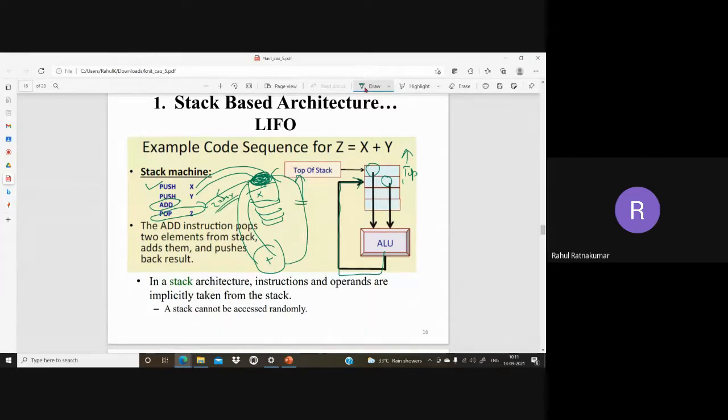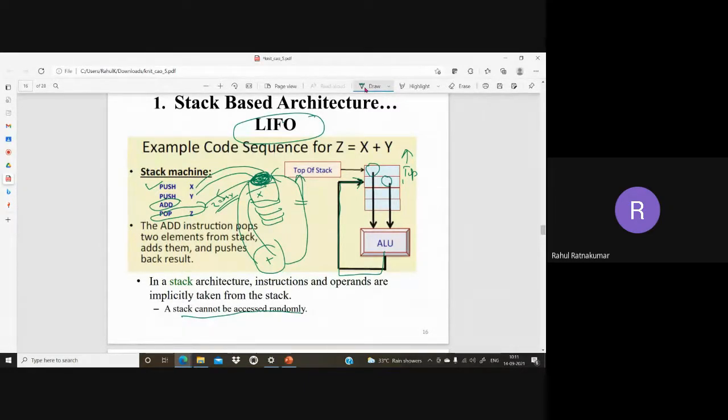So basically, there's a lot of stack use. The ALU is taking inputs from the stack, and the output is also stored in the stack. So that is a stack architecture. Basically, the principle is last in, first out. Okay, a stack cannot be accessed randomly. There's a specific kind of structure and way of accessing it.